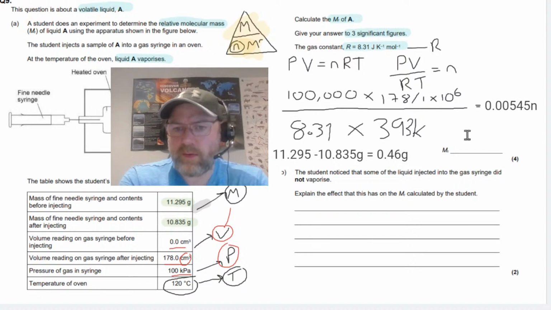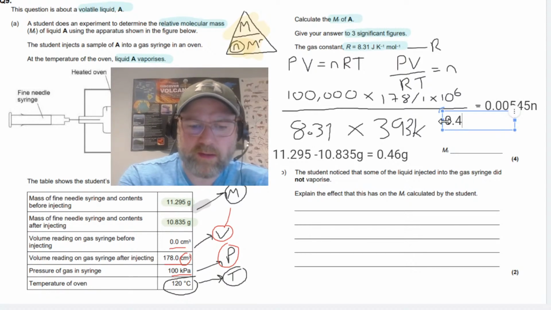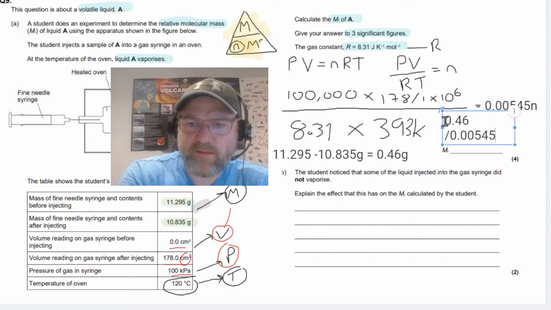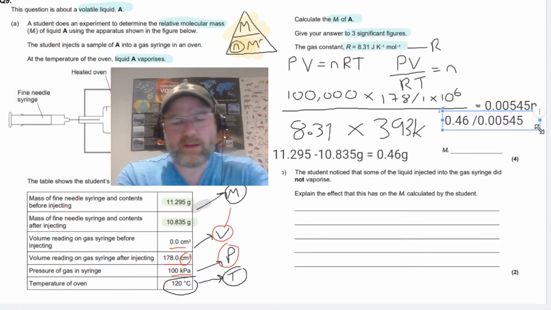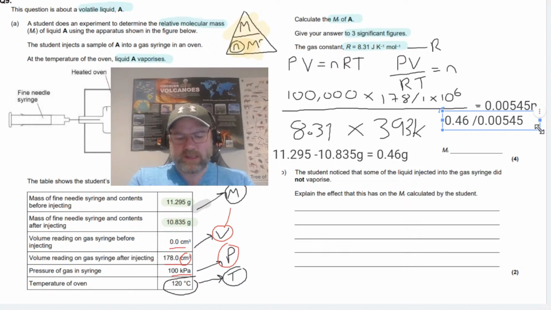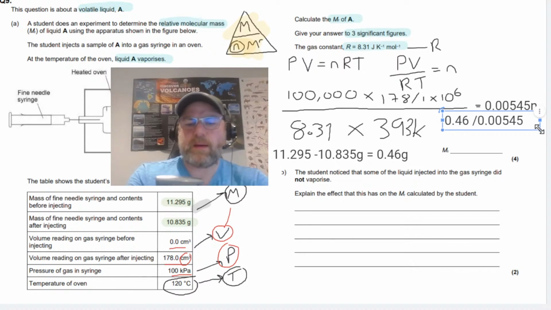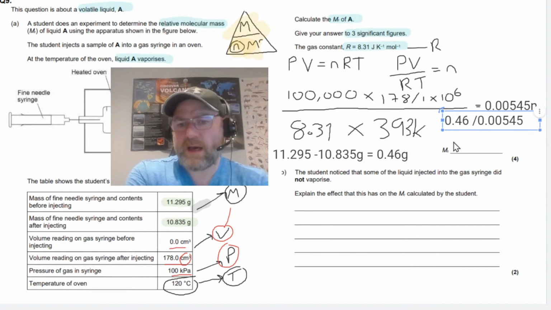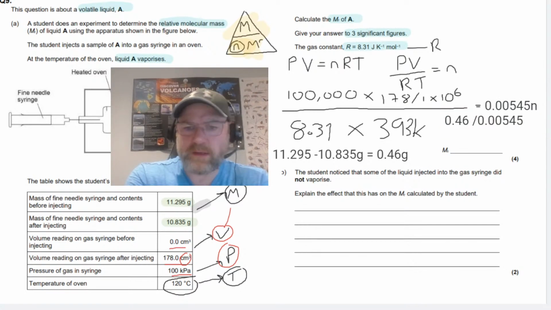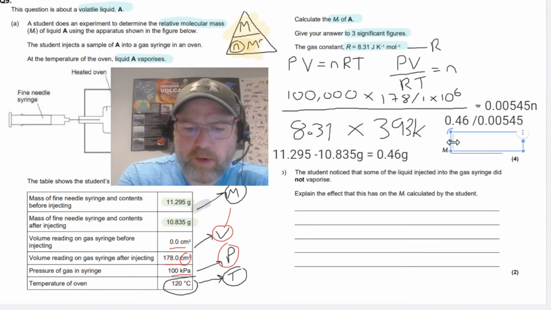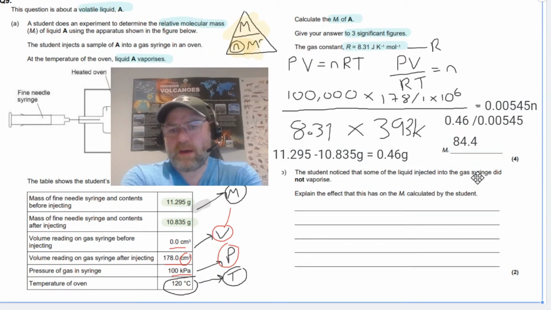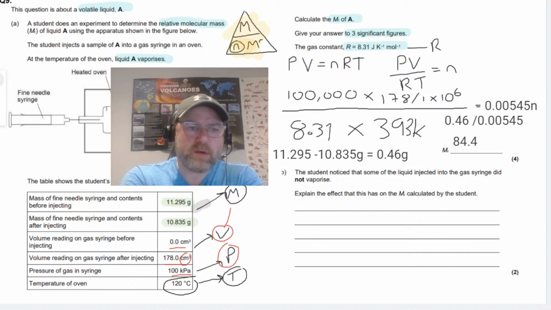So we're going to go 0.46 divided by 0.00545. Let's check it out in the calculator. We get 84.4036, but we need to do this to 3 significant figures, and it's dead easy. So we get 84.4, and there's our 3 significant figures, and that would score you maximum marks.